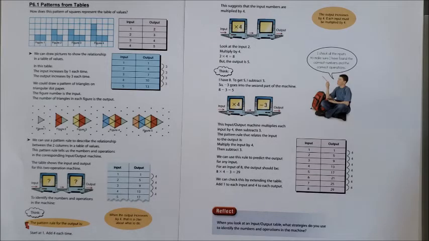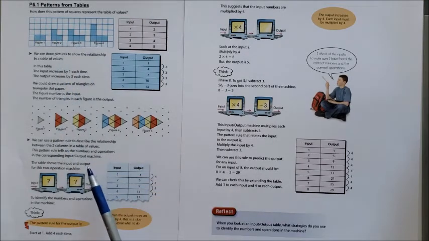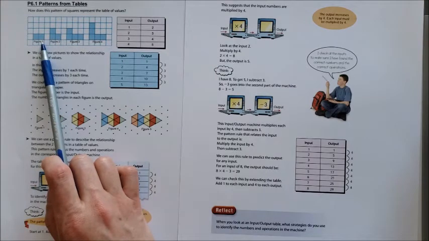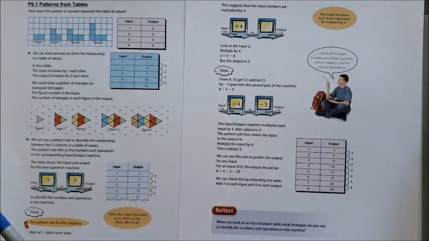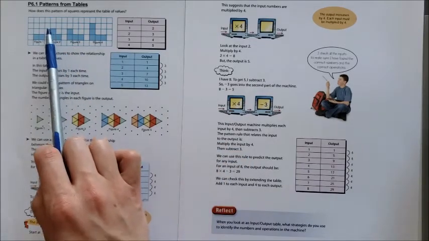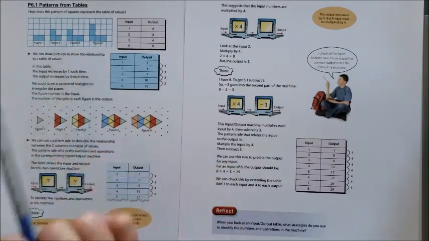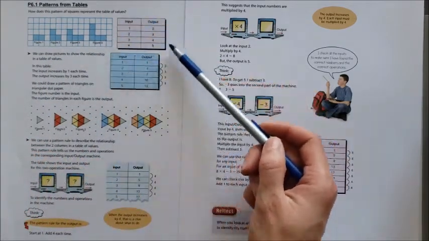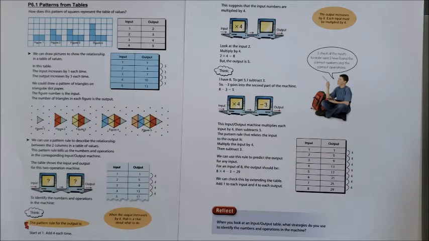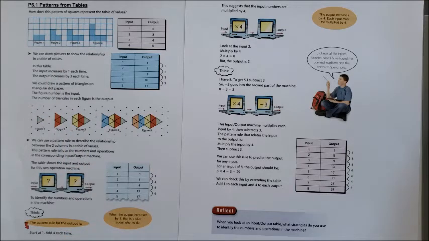In this video, we will be talking about patterns from tables. So the first thing we're going to do is look at this set of figures here, and I have an input-output. In figure number 1, which is what I'm using as my input, I have 2 colored squares, so my output is 2. In figure 2, I have 1, 2, 3. In figure 3, I have 1, 2, 3, 4. And in figure 4, I have 1, 2, 3, 4, 5. So this is creating a pattern, and I'm sure you can see it, but we're going to formalize that pattern today. So we can draw pictures to show the relationship in a table of values.